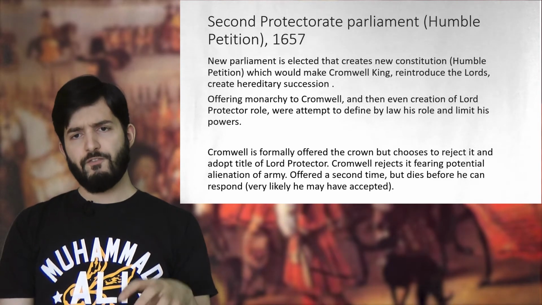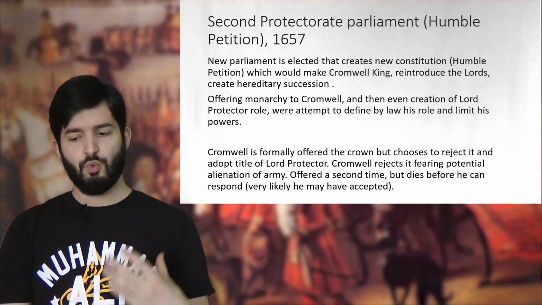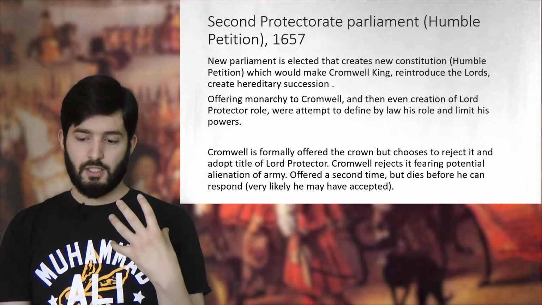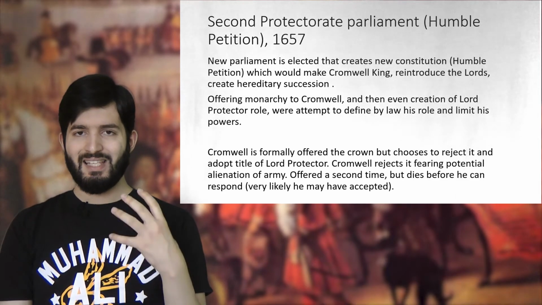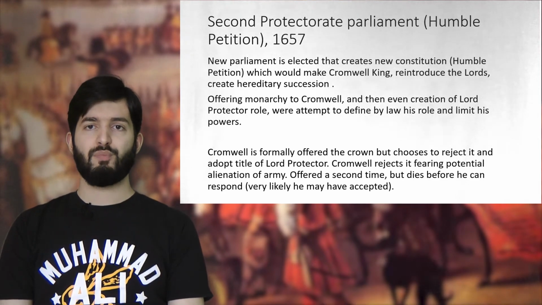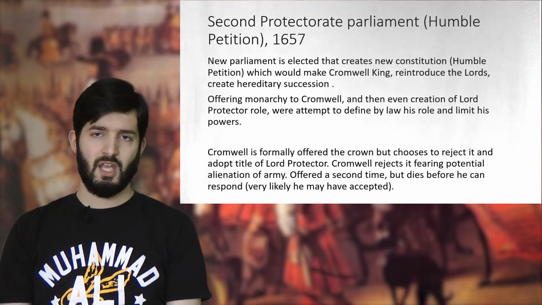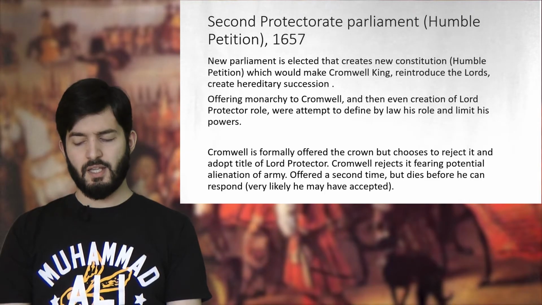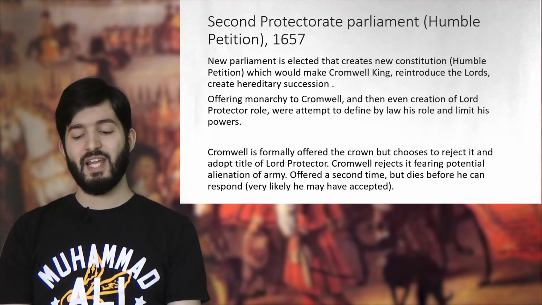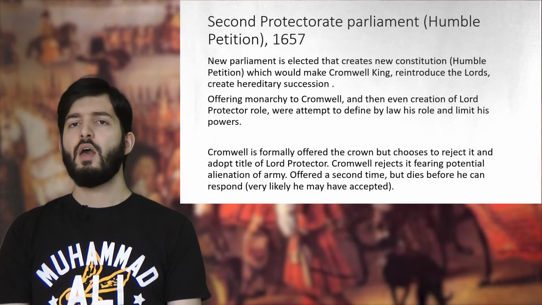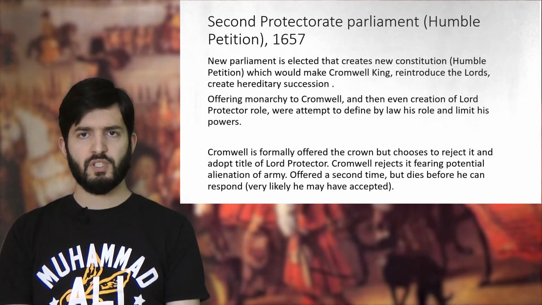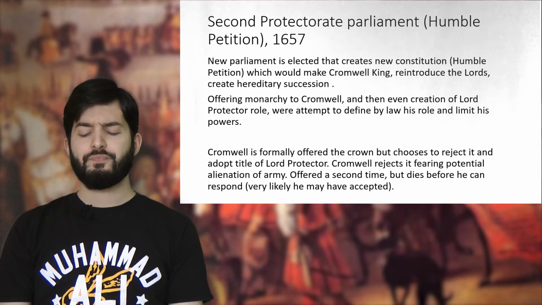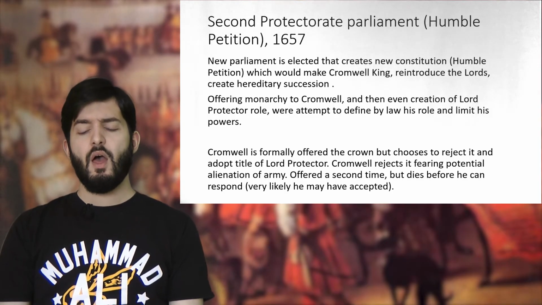And so Cromwell is formally offered the crown, but famously, as you all know, he rejects the crown. He chooses to reject it and instead adopt the title of Lord Protector, which essentially ends up looking like the king, but in all but name. Cromwell rejects the crown, fearing that he might potentially alienate the army, who again tend to harbour quite radical thoughts and are seen to be quite keen on the Republican experiment. So he rejects it for that purpose.